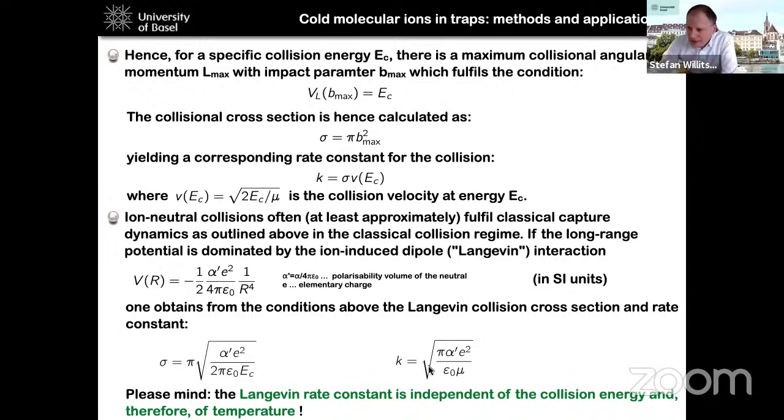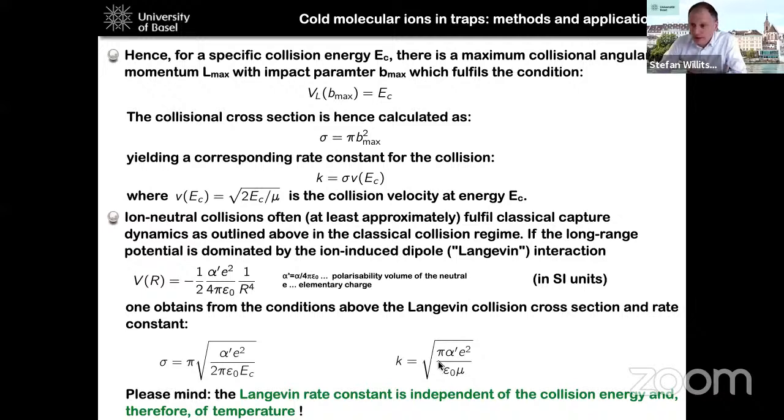We see that it is actually quite simple, right? It's the square root of pi times alpha prime. Alpha prime is the polarizability volume of the neutral, so it's the polarizability divided by 4 pi epsilon naught. e squared is the elementary charge squared, epsilon naught is the electric field constant, and mu is the reduced mass of the collision. So we only have two system-specific parameters that play a role here: the reduced mass and the polarizability of the neutral. So it's a very simple expression for the rate constant that one gets here.